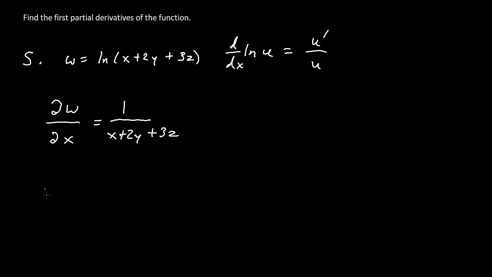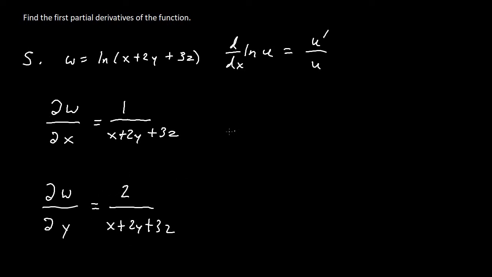So now let's take the partial derivative of w with respect to y. So in this case, the derivative of the inside function, now if x and z are treated as constants, the derivative of x is 0, and the derivative of 3z is also 0, and the derivative of 2y this time is simply just 2 over that inside function, once again x plus 2y plus 3z.